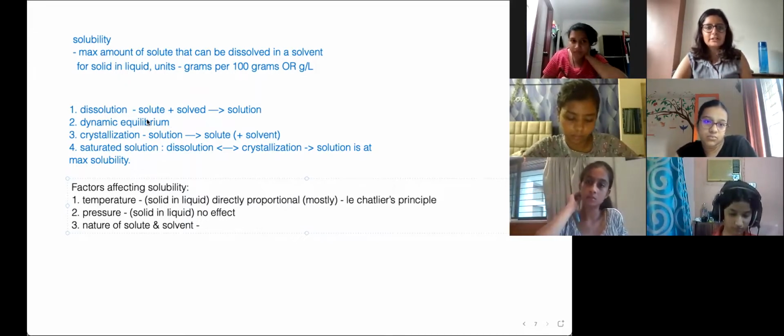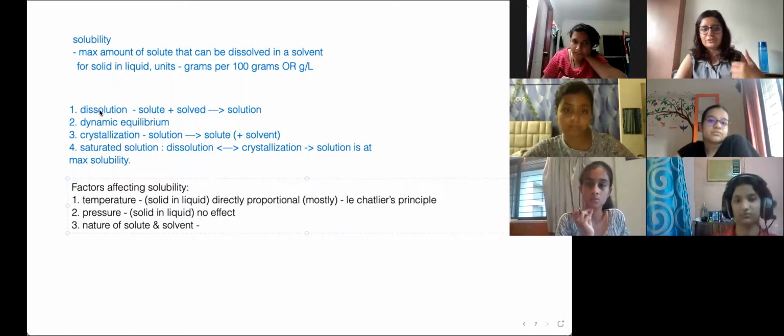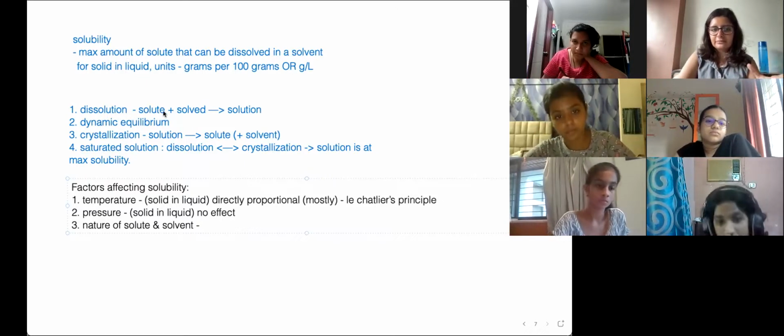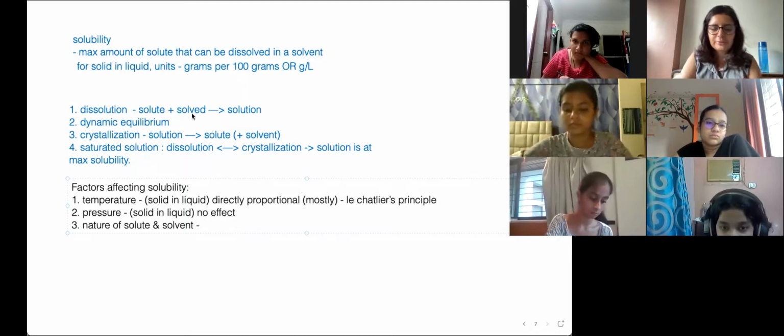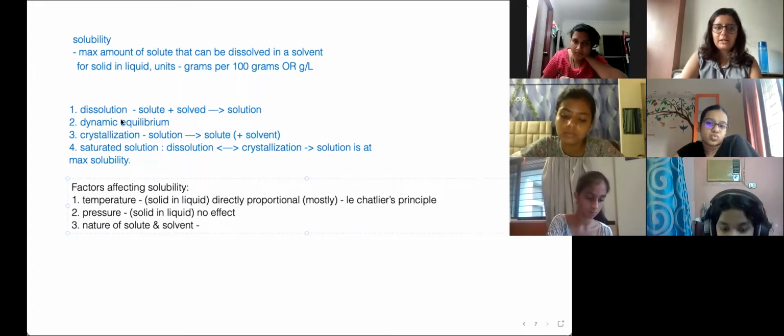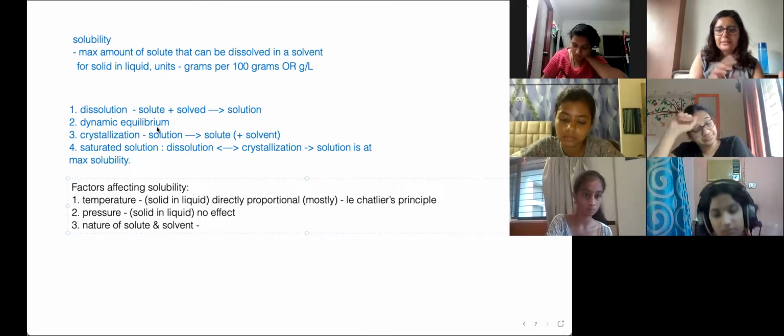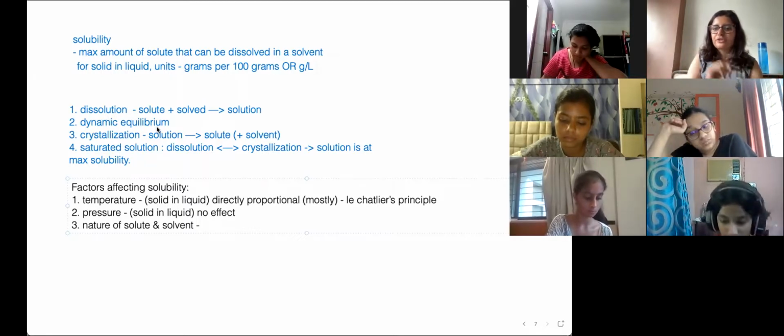Those are just some terms related to solubility. मतलब when you're dissolving a substance, क्या क्या हो रहा है? So dissolution is when solute plus solvent is dissolving to create a solution. Then a dynamic equilibrium is established between the solute particles and the solution itself, like जो solution में जा रहा है, जो solution से बाहर आ रहा है.